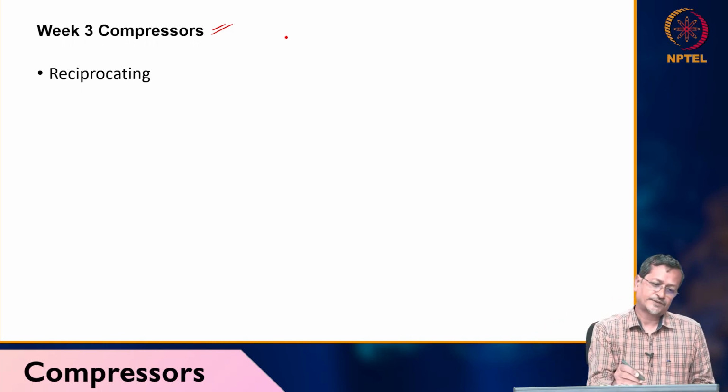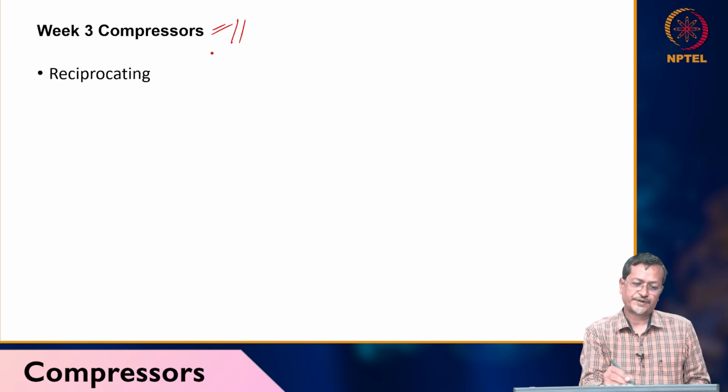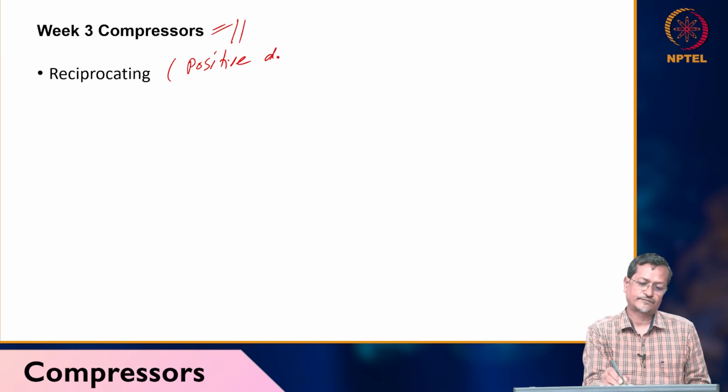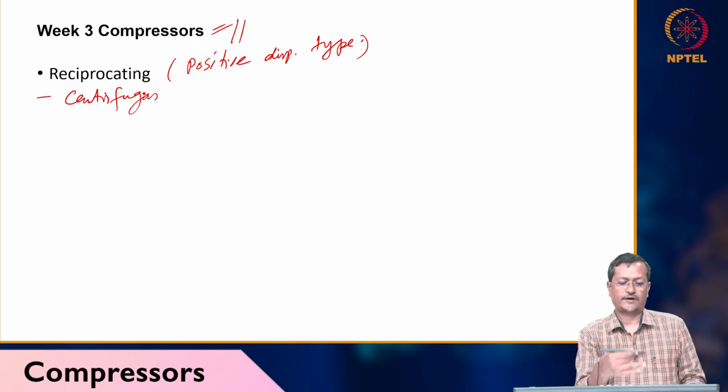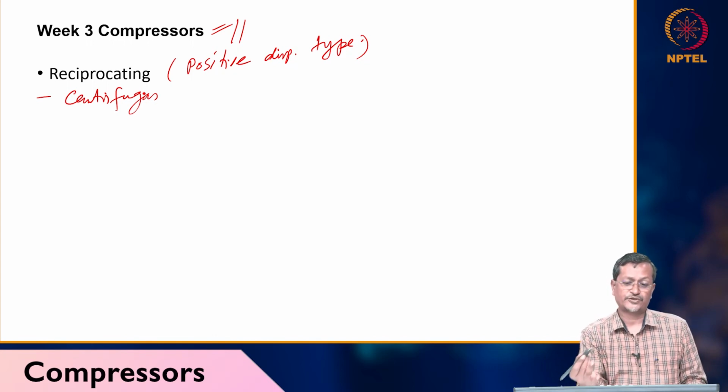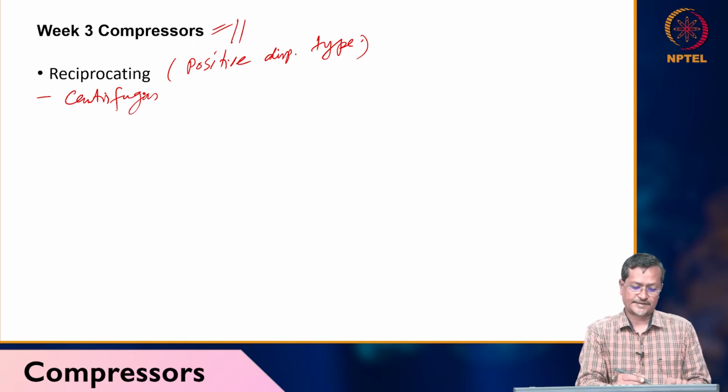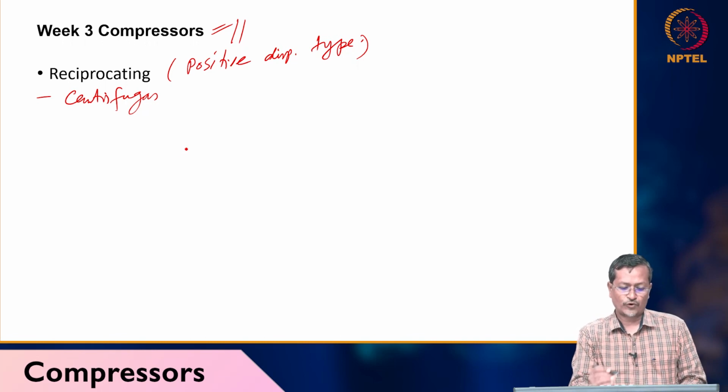Okay. So there will be basically two types of compressor. One will be reciprocating or positive displacement type, and another will be centrifugal type. Reciprocating or many other types of positive displacement are also possible for compressing gases. So in a compressor, low pressure to high pressure development will be there.